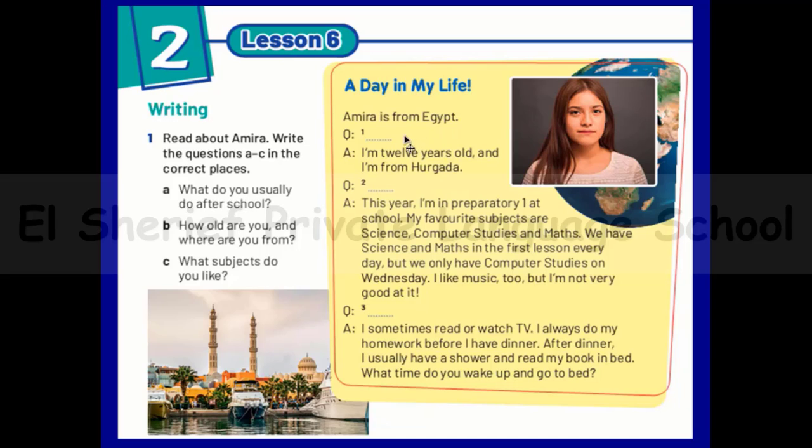Amira is from Egypt. Try to guess which one is question number 1. The answer is, I'm 12 years old and I'm from Hurghada. So can you guess which question? Yes, the right answer is letter B. The question here was, how old are you and where are you from? So Amira said, I'm 12 years old and I'm from Hurghada.